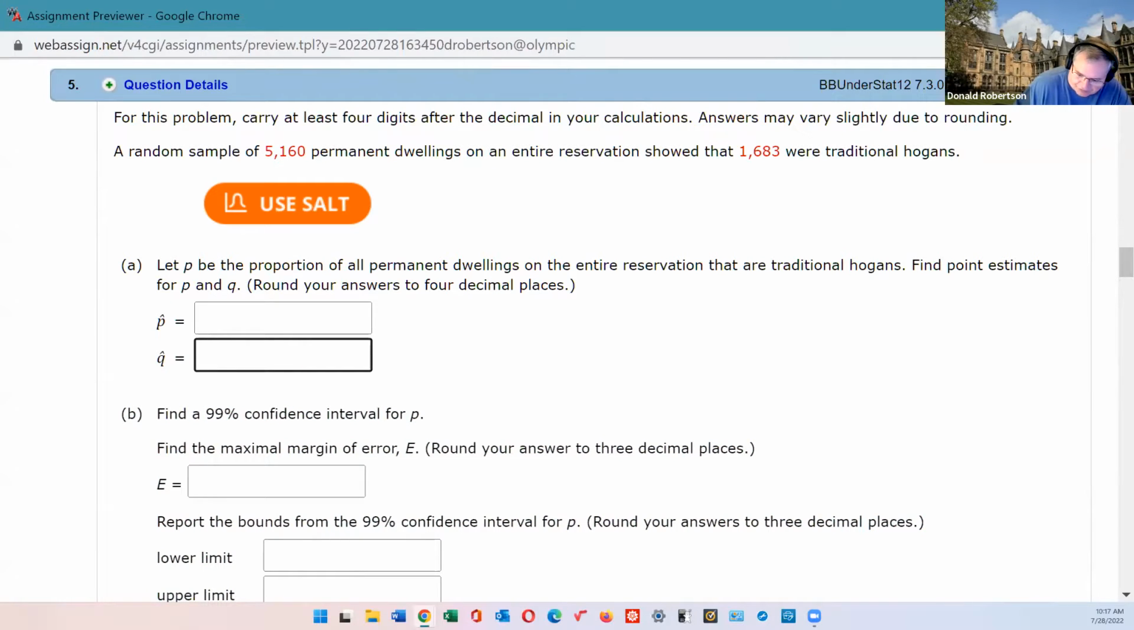P hat, right, the proportion is this number. That's the proportion. To 4 decimal places, that guy's a 2. Q hat isn't in this, so I just take that away from 1. So Q hat is 1 minus P, so that's 0.6738, right?